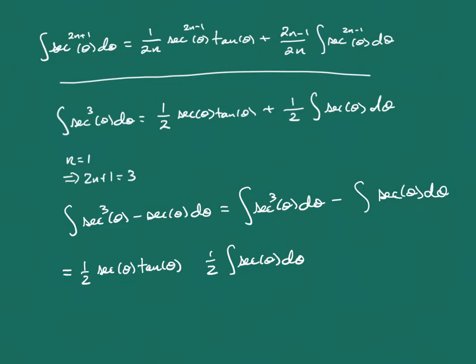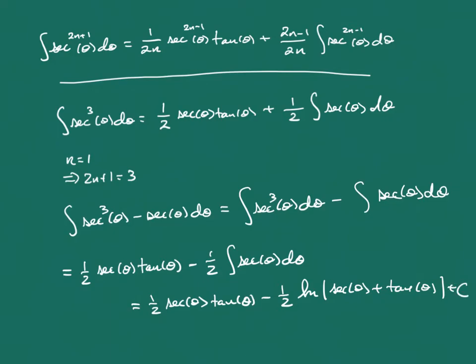And so what I actually have then is 1/2 secant of theta tangent of theta minus 1/2 the integral of secant. And the integral of secant then is, remember that special formula, natural log of the absolute value of secant of theta plus tangent of theta plus C. And so this gives us our integral. Now if we bring this all the way back to what our original function was, let's see where we have.